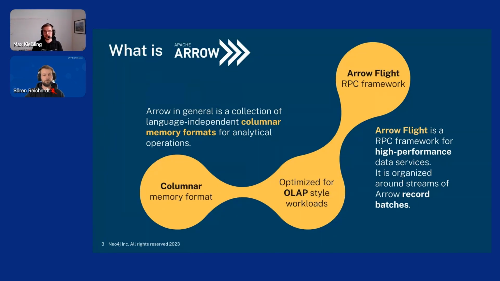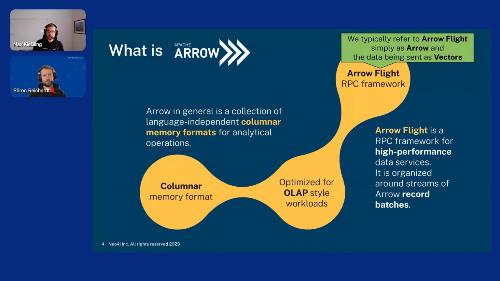As an extension to Arrow, we have Arrow Flight. Arrow Flight defines a high-performance RPC framework based on gRPC and HTTP2, which allows exchanging the Arrow data between services that are not co-located on the same machine. In this talk, we will be heavily relying on Arrow Flight, and we will most likely just call it Arrow from here on. And when we talk about the Arrow data that we're sending, we'll talk about vectors.